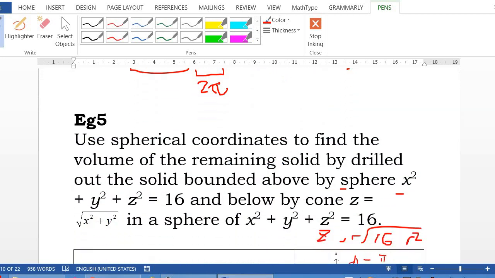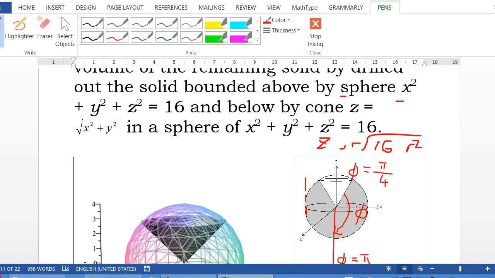Example 5. Use spherical coordinates to find the volume of the remaining solid after drilling out the solid bounded above by the sphere x squared plus y squared plus z squared equal to 16 and below by the cone z equal to square root of x squared plus y squared, inside the sphere x squared plus y squared plus z squared equal to 16. Look at this one. We have a sphere with a radius of 4 units.